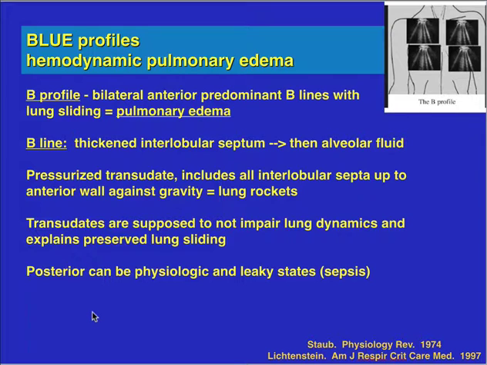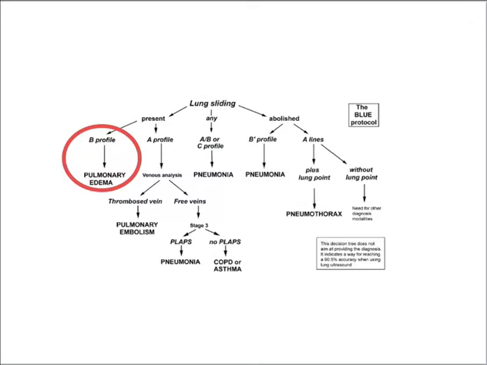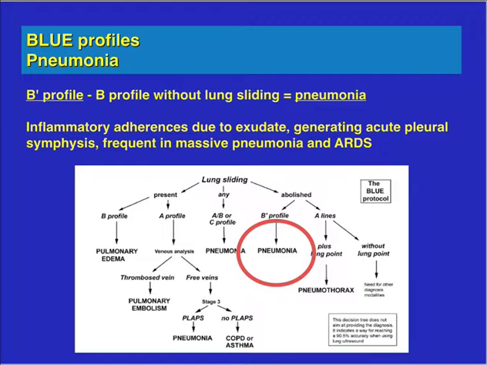It has to be a bilateral process. Remember, the B line is a thickened interlobular septum. And again, refer back to the pulmonary edema lecture. This is the B profile with the pulmonary edema. That's actually one of the easiest ones to do, so I kind of do that one first.